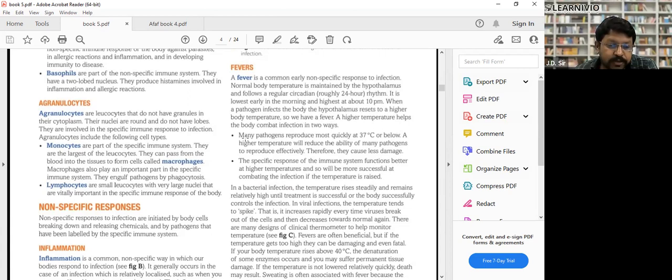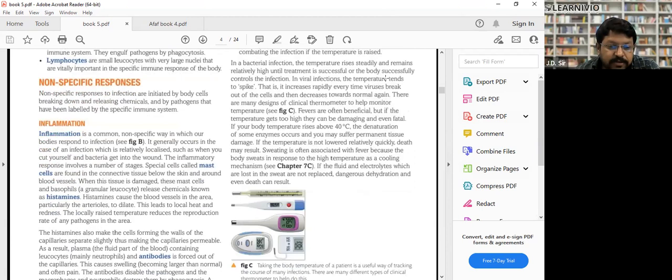Many pathogens reproduce most quickly at 37 degrees centigrade or below. A higher temperature will reduce the ability of many pathogens to reproduce effectively. Therefore, they cause less damage. That is the first way. The second thing: the specific response of the immune system functions better at a higher temperature, so it will be most successful at combating the infection if the temperature is raised. Clear? This is important. How does fever combat the infection? Clear, Affaf? Yes. Okay.